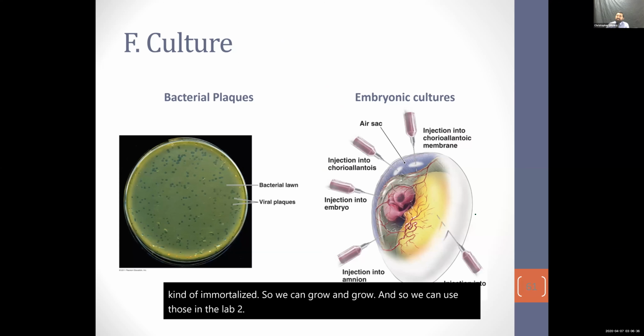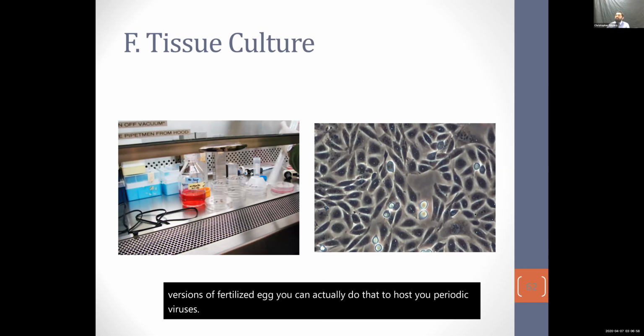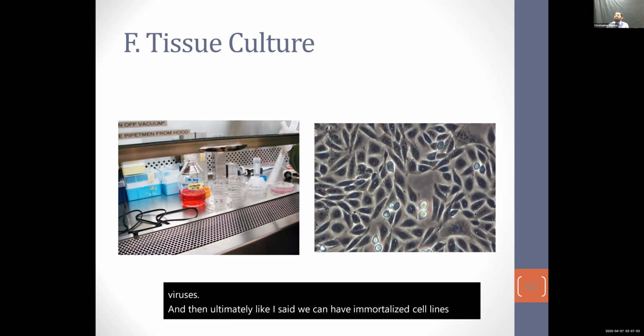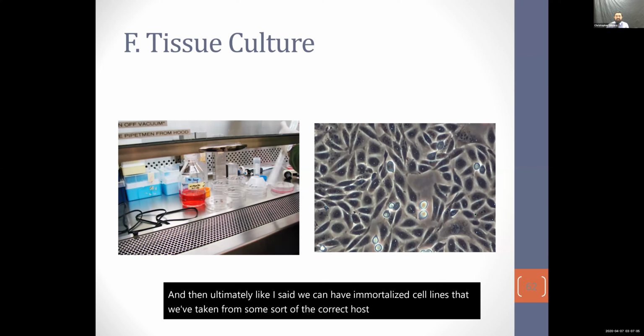So on the left-hand side, you're seeing what happens when you have a little lawn of E. coli being infected by a bacteriophage. You see those little plaques, those little holes, telling us that it infected and killed those bacteria. And on the right-hand side, you're seeing which areas of a fertilized egg you can use to host eukaryotic viruses. And then ultimately, like I said, we can have immortalized cell lines that we've taken from some sort of eukaryotic host, and those cells can be used as a way to grow viruses too.